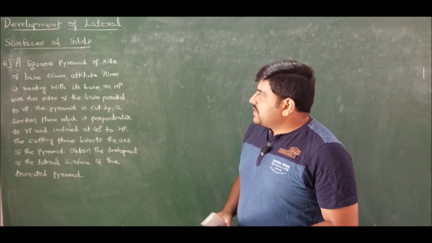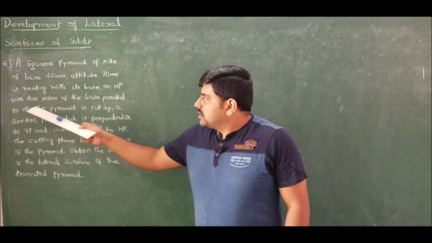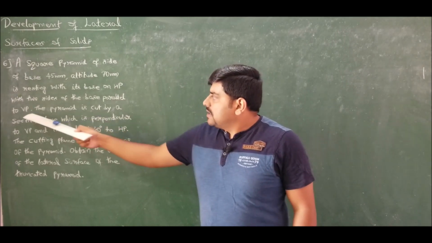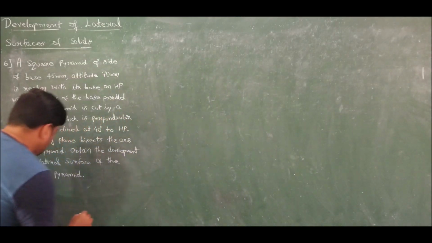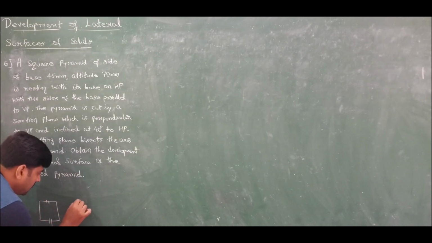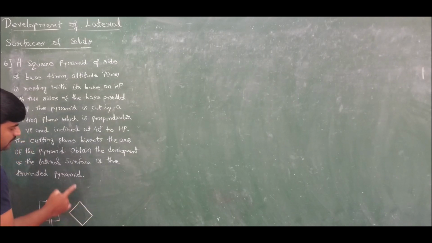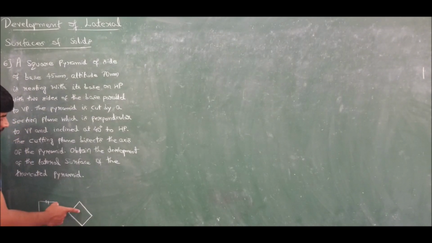We have a square pyramid of side 45 mm, altitude 70 mm resting on its base on HP. The very important note here is that the two sides of the base must be parallel to VP, which means that if we draw a square in the top view like this, I'll get two of its sides parallel to the vertical plane. If I draw the square like a rhombus like this, then all the sides will be equally inclined to VP. So when all the base edges are equally inclined to the vertical plane, I should go for this one.